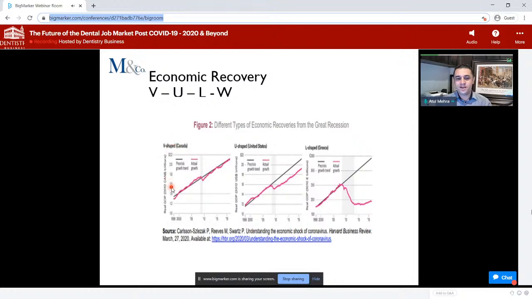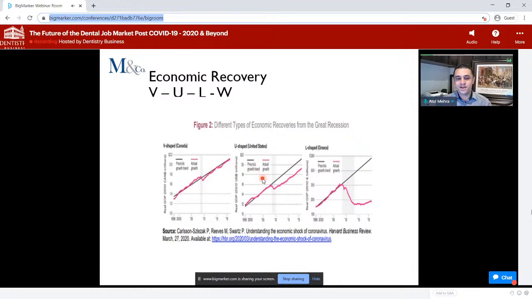And they're using an example of what happened in Canada in 2008 and 2009. What had happened was the economy went down, and then it sort of went right back up. That was because the government had put economic stimulus into the economy and injected cash to help it recover quickly. So that's known as a V-shaped recovery. It goes down and then right back up again.